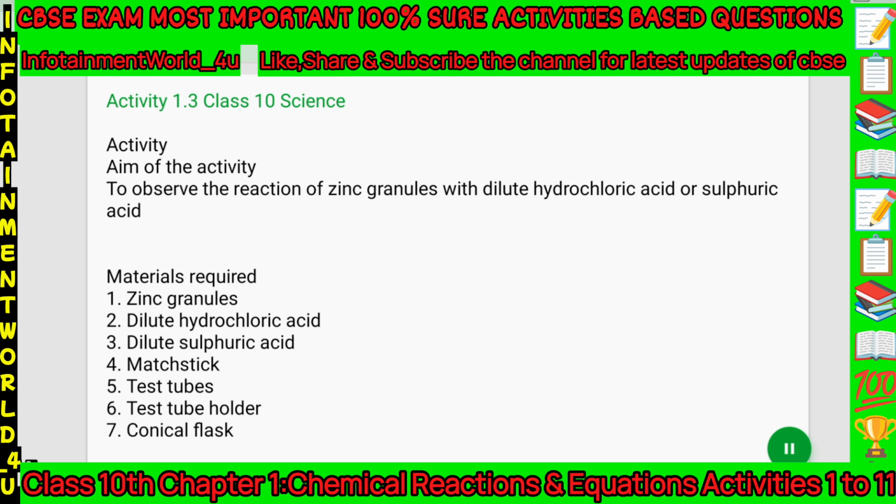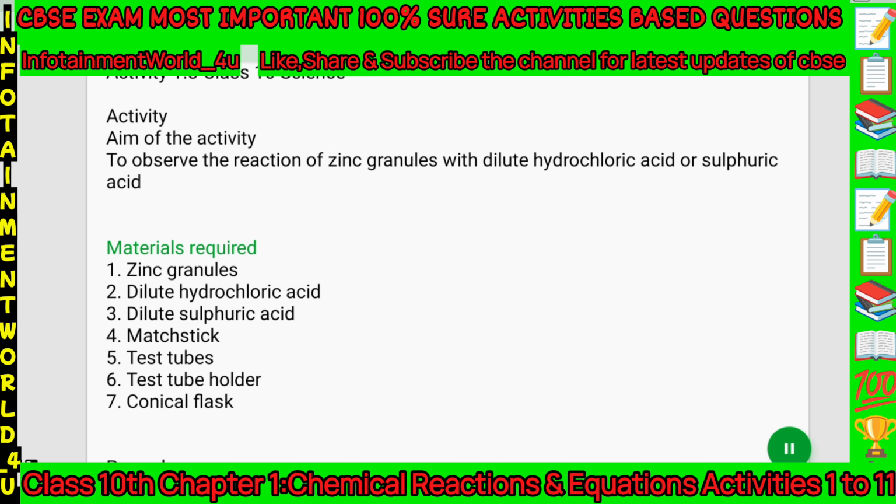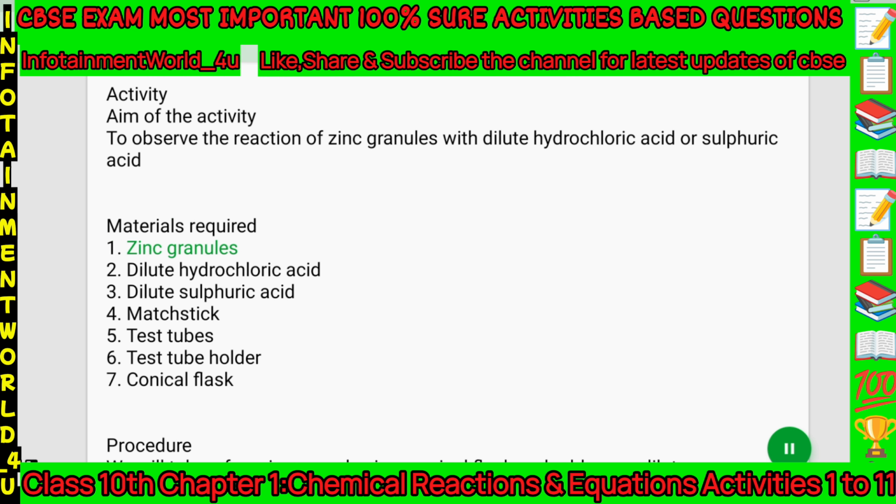Activity 1.3, Class 10 Science. Aim of the activity: to observe the reaction of zinc granules with dilute hydrochloric acid or sulfuric acid. Materials required: 1. Zinc granules.